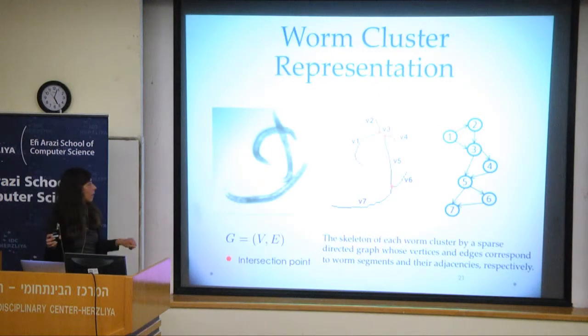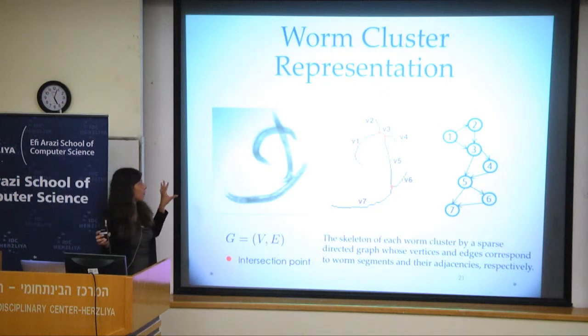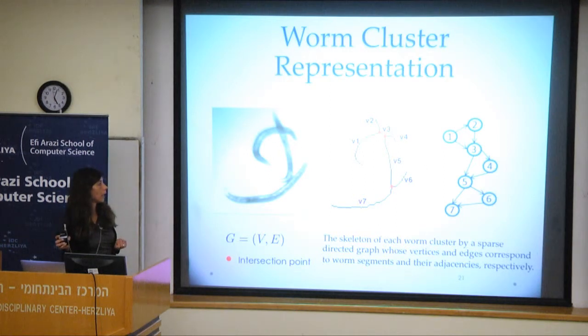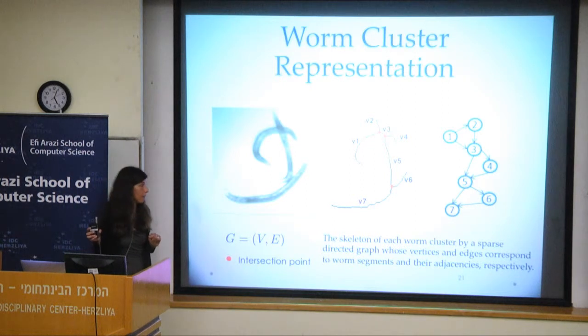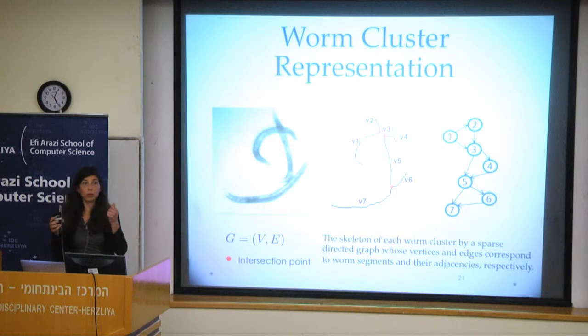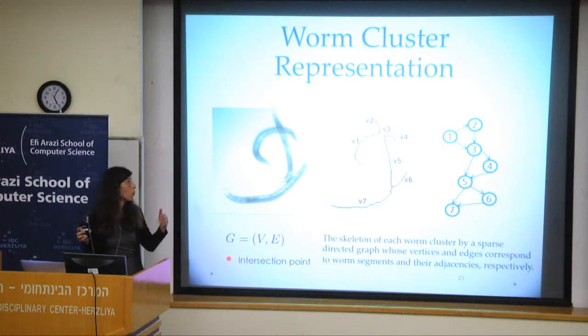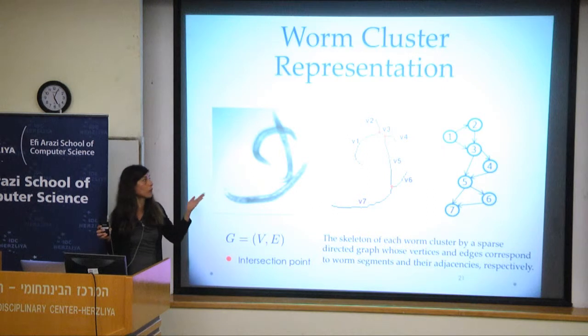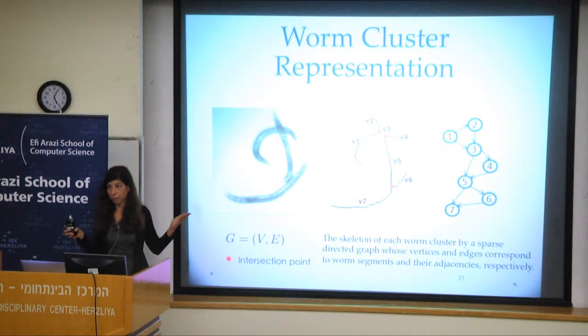In order to do that, we take the worm cluster, and this is a very simple example of 3 worms, and generate the skeleton using medial axis transform. You can see here that there are 7 worm segments denoted by V1 to V7. There are 3 intersection points. And then if you look at the edges of the graph on the right, defined by the neighborhood between 2 segments. Okay, so we moved from the skeleton to a dual representation, or to the graph.